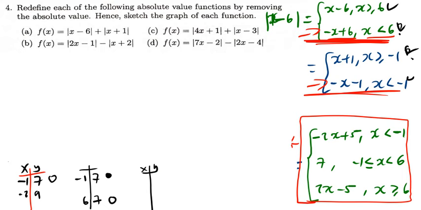The last one is the third one here. So we start with 6. If I put 6, it's going to be 2 times 6 is 12. 12 minus 5 should be 7. Okay, it is greater than or equal to, so it will be included at that point. Another point, I'll just get 7. 7 times 2 is 14, so I'll get a 9. Then now I can sketch.